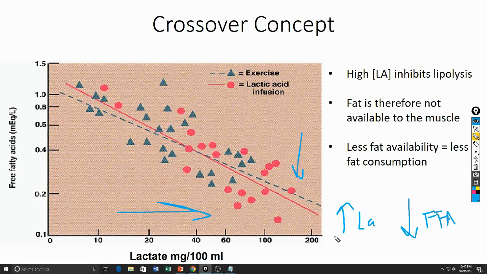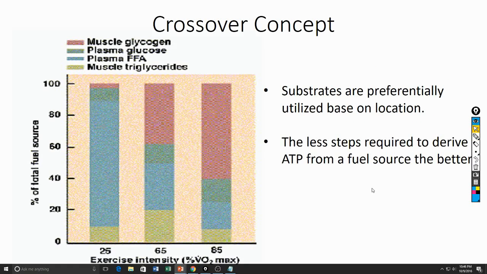So that's one of the reasons that you see a drop in fat utilization as you start working harder, simply because if I start working harder and producing lactic acid, that lactic acid directly reduces the amount of fatty acids in my blood, and if it's not in my blood, it's not accessible to the muscle. If it's not accessible, you can't burn it. So this graph takes that crossover concept, but it gives it a little bit more depth.